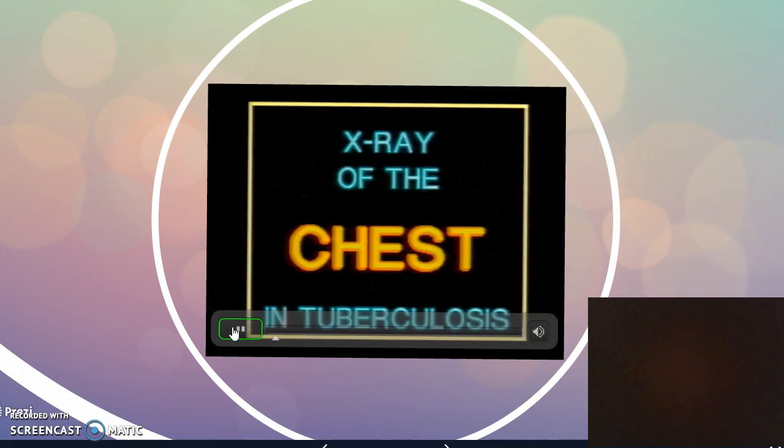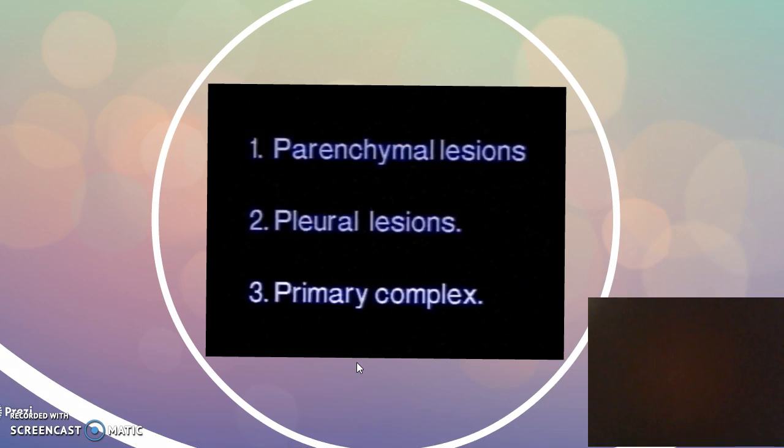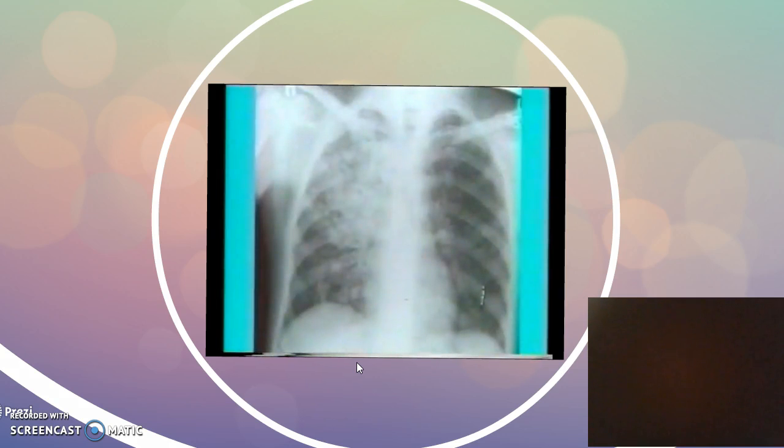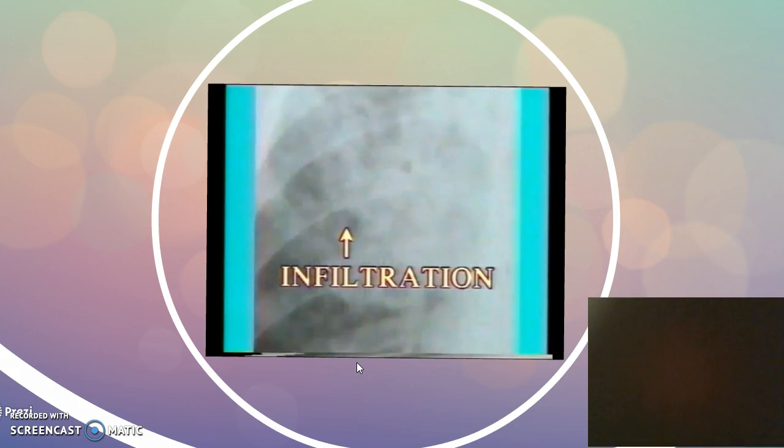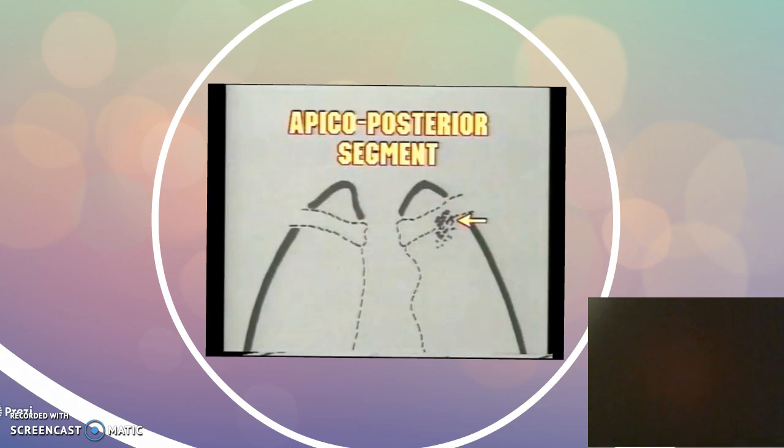We will study the X-ray lesions of tuberculosis under three headings: the parenchymal lesions, the pleural lesions, and the primary complex. The characteristic lesion of early tuberculosis is infiltration. It is a soft, fluffy opacity, like spread out cotton, with tiny opacities merging into each other, interspersed with streak-like shadows. Tuberculosis most commonly starts in the apical and posterior segments of the upper lobe, so the early lesions are often seen behind the outer part of the clavicle.